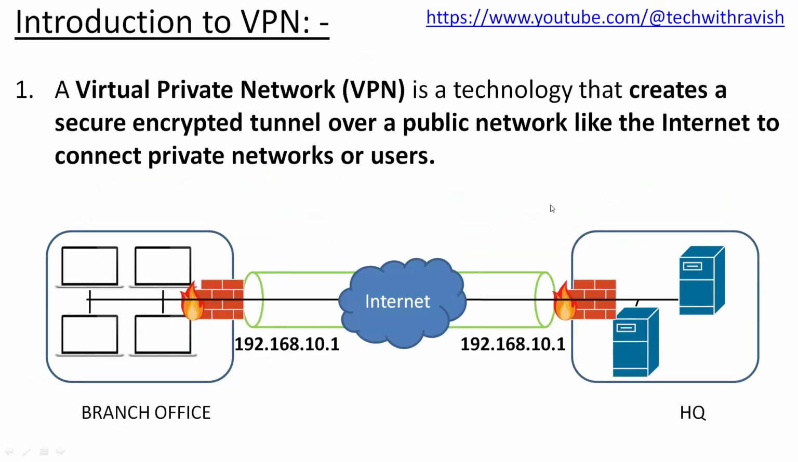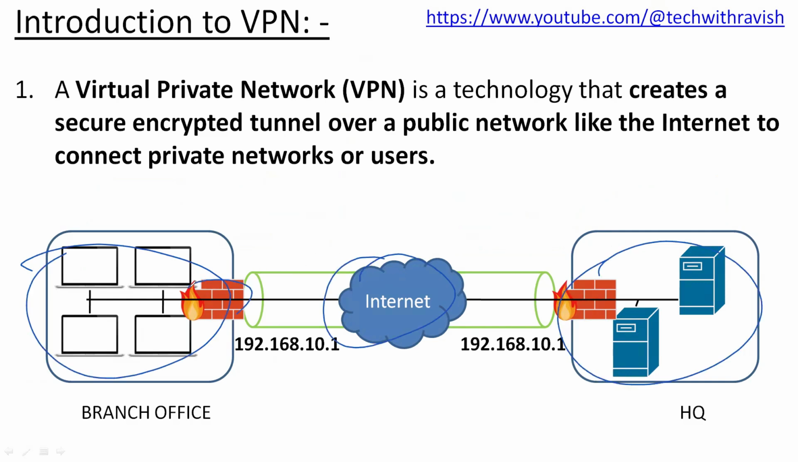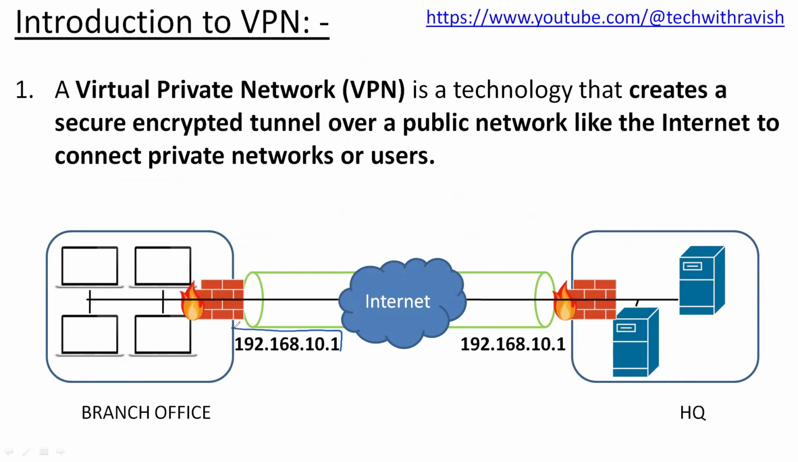So this is how a VPN looks. This is my branch office. This is my headquarter. This is the public internet. We have generated the VPN with the help of firewalls, or even routers can be used in that case. So we have created a private network 192.168.10.1. This is 10.2. Okay. A private tunnel will be created between the source and destination, and my data will be 100% secure if I'm using the VPN over the public networks.